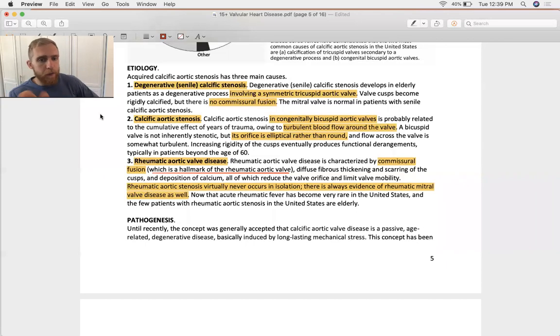And then again, calcific aortic stenosis. This is the same pathology as the one above, except it's just more of a rapid onset, because people with a congenitally bicuspid aortic valve have a distribution of flow across the leaflets of that valve that puts more pressure and stress on the tissue of the valve over time. And so the same thing is occurring. It's like age-related, damage-related calcification. It's just destined to occur earlier due to the bicuspid nature of the valve.